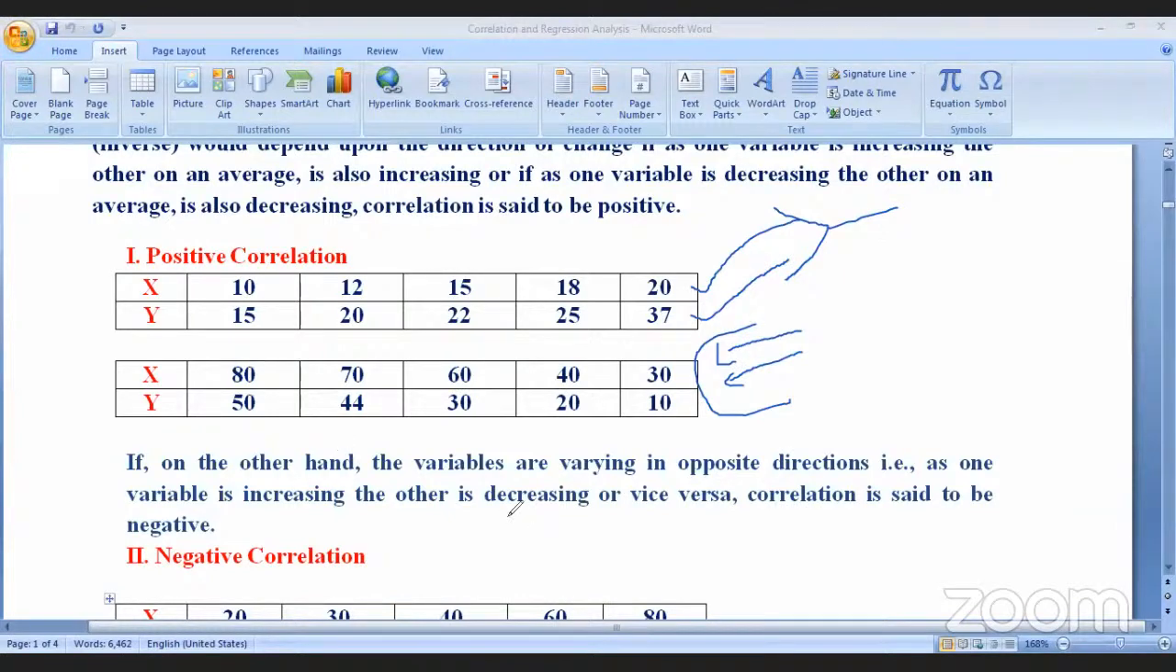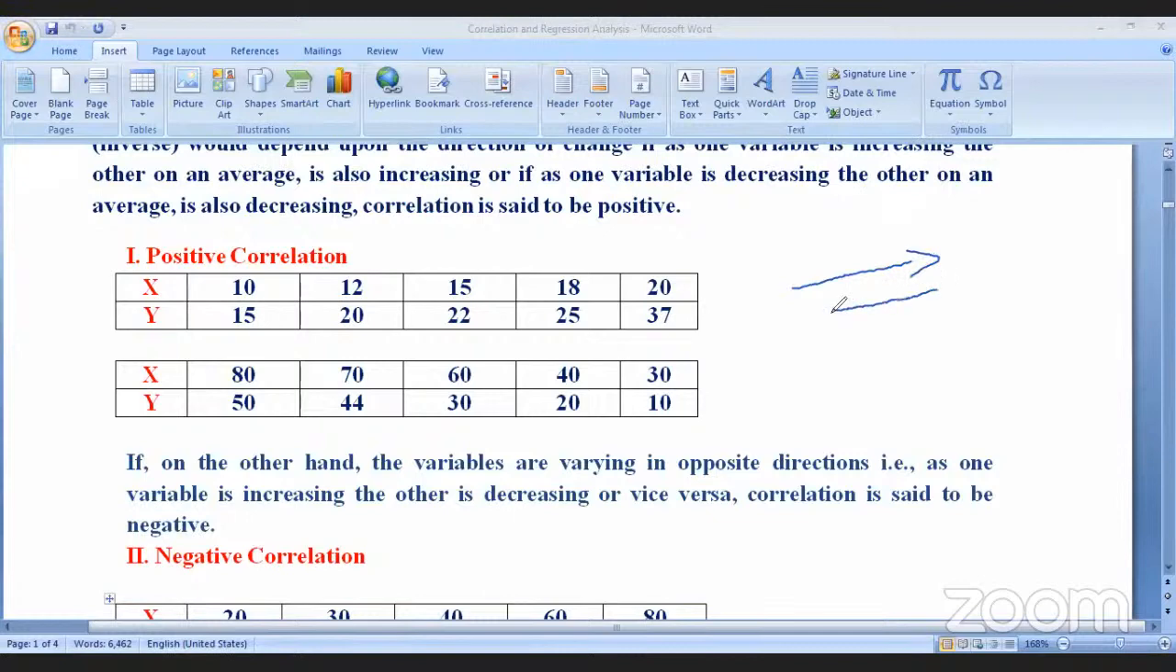On the other hand, if one variable is increasing and one variable is decreasing, in this way, in the opposite direction, this type of correlation is said to be negative correlation. One variable x is increasing, the y variable is decreasing. X and y are in opposite directions. This type is called a negative correlation.